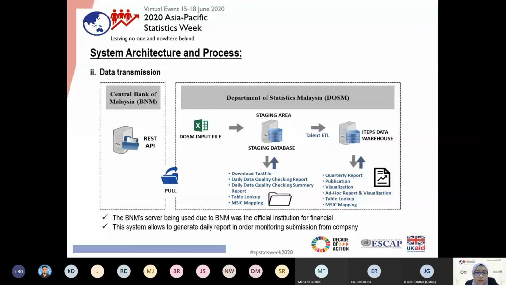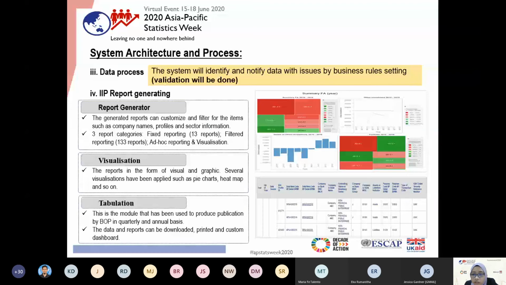Next is the data process, in which the system will identify and notify data with issues by business rule setting. During this process, data will be processed at the staging database, and the assigned officer will do data quality checking throughout the database. The assigned officer will validate whether there is any wrong reporting from the companies and will issue it back to them to amend their reporting. This system also identifies data with issues through the business rule setting.